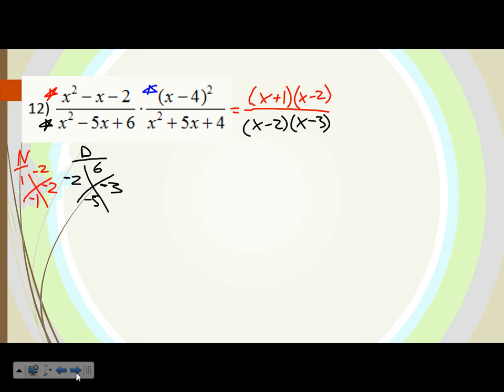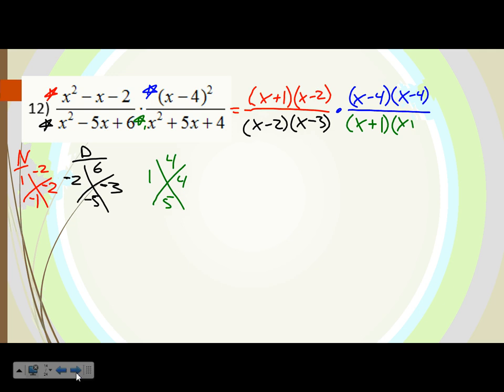Then this one's easy. We really don't have to factor that one. I would just split it up. x minus 4 squared is x minus 4 times x minus 4. And factor this last one. So we have 1 times 4 is 4. Factors of 4 that add up to be 5 have to be 1 and 4. So I have x plus 1 and x plus 4.